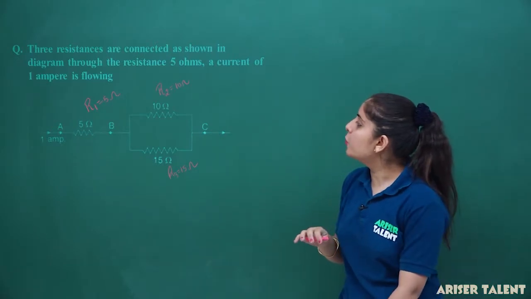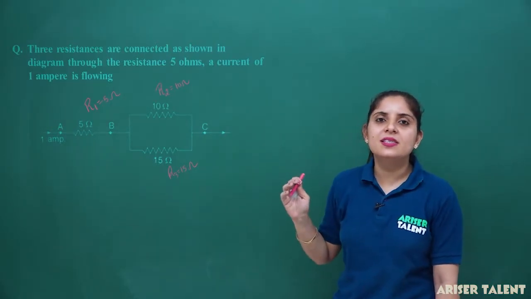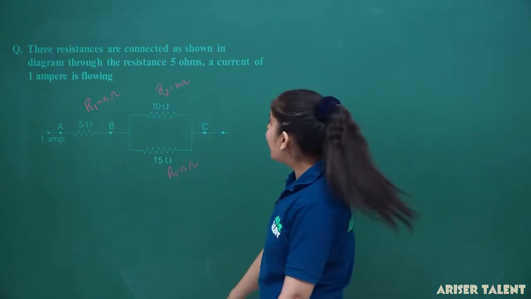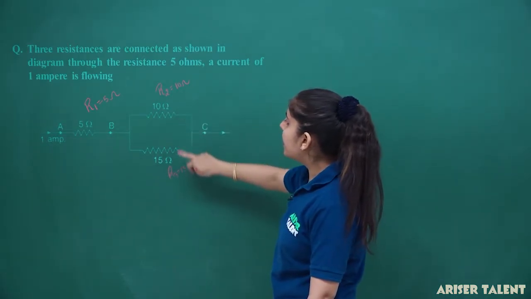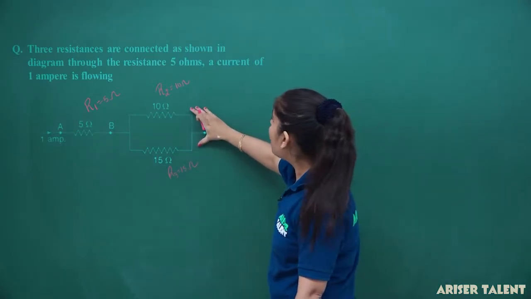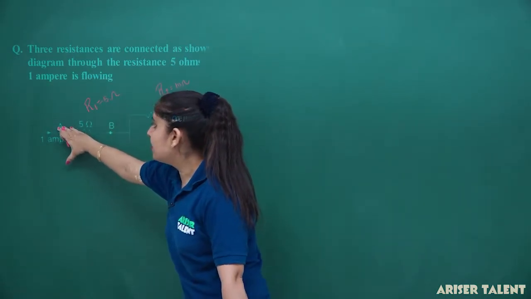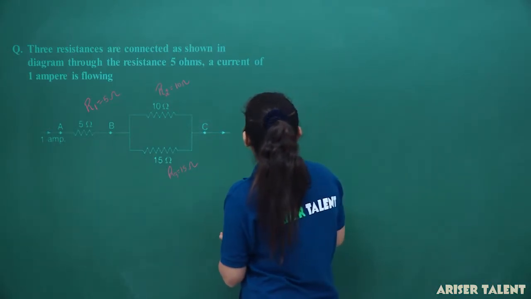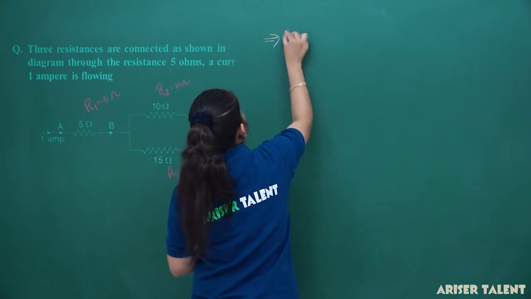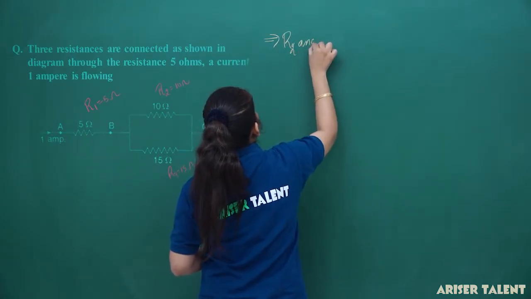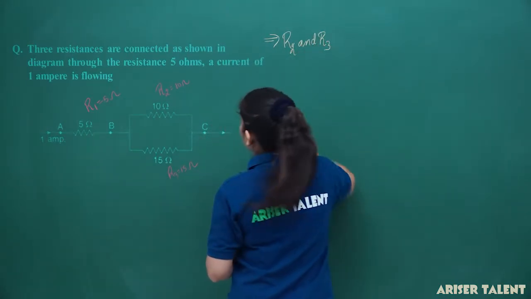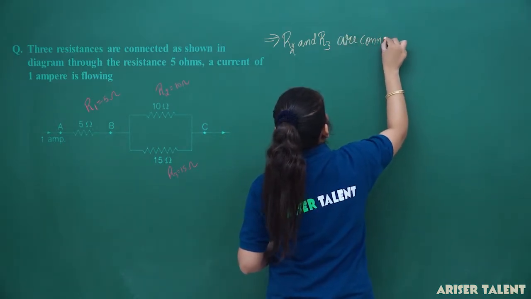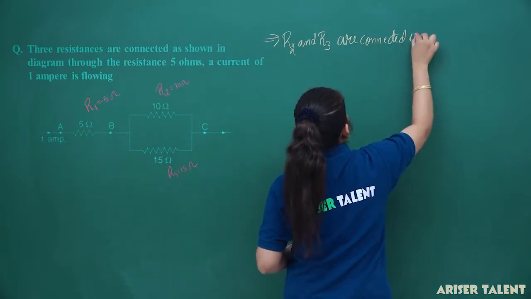So, firstly what I am doing, I am just solving the resistances that are connected in series and parallel. What you are observing here, you can see that these two resistances are connected in parallel and this combination is in series with this part. So, first solving these resistances, I can write here R2 and R3 are connected in parallel.